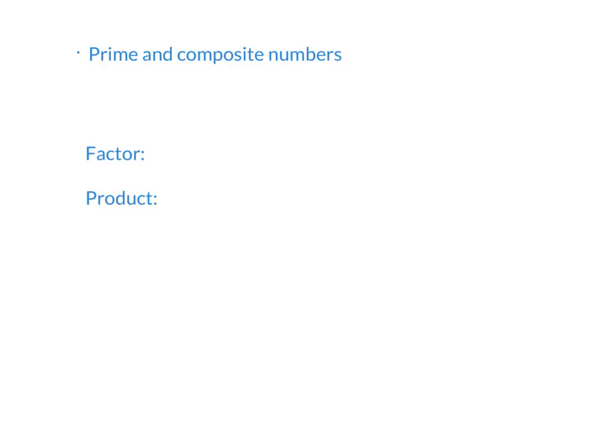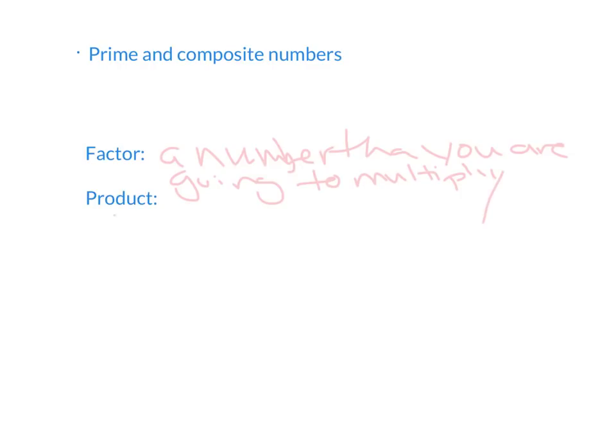A factor is a number that you are going to multiply. And then a product would be the answer you get when you multiply two numbers. So let's give an example of that.